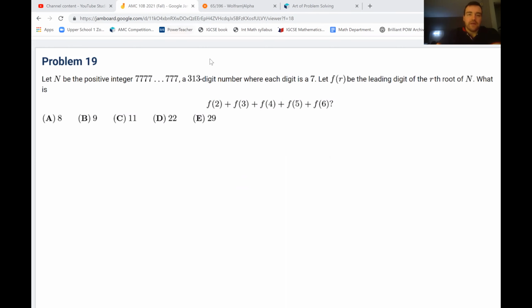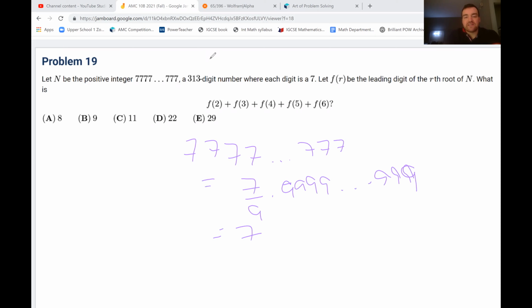But anyway, if we take this number 777...777, we can think of this number as being 7/9 of 999...999, which can also be written as 7/9 times 10 to the 313 minus 1, since there are 313 nines. So that's how we can interpret this number.